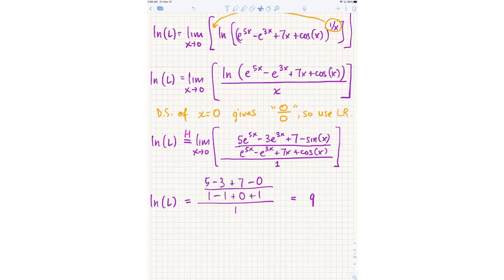Okay, and then finally, now we do the very last step. So all we have shown is that the log of my limit, so ln of L equals 9. So the limit I actually want, which is L, is e to the 9 power.